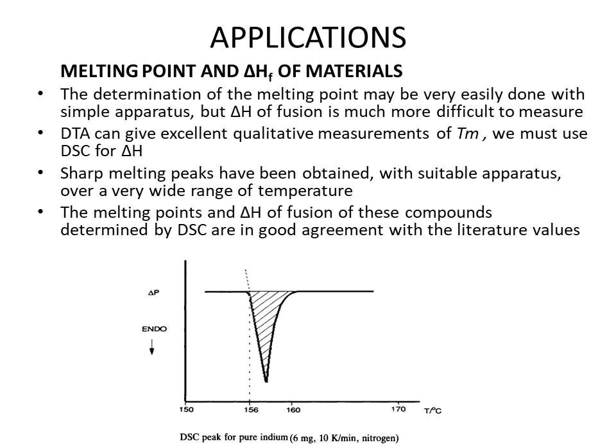DTA can give excellent qualitative measurement of melting temperature, while for measurement of enthalpy of fusion we must use a DSC apparatus. In this case, we get sharp melting peaks with suitable apparatus over a very wide range of temperature. For example, one of the DSC curves shown here is the DSC peak for pure indium.